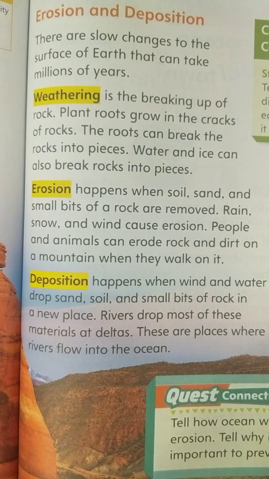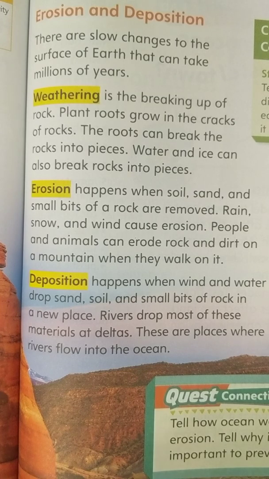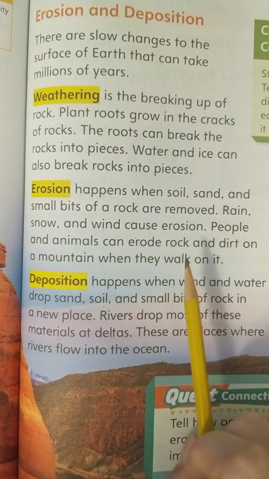Erosion happens when soil, sand, and small bits of rock are removed. Rain, snow, and wind cause erosion. People and animals can erode rock and dirt on a mountain when they walk on it. So we know you've gone hiking before. When you go hiking and you come home, the bottom of your shoes are very dirty. They have sand and rock on them. You just caused erosion because you removed some of that dirt and rock that used to be on the mountain. Now it's on the bottom of your shoe. So people can cause erosion too, just by walking on it.